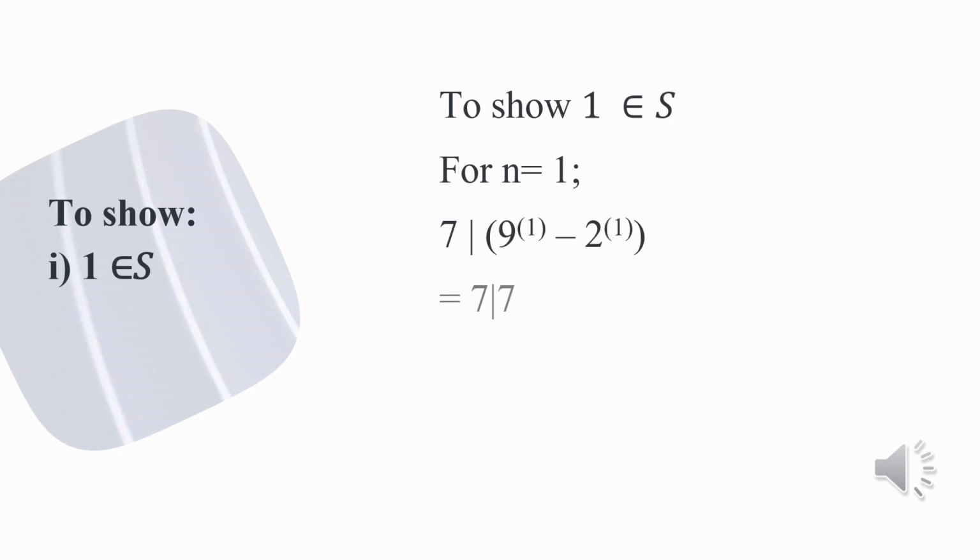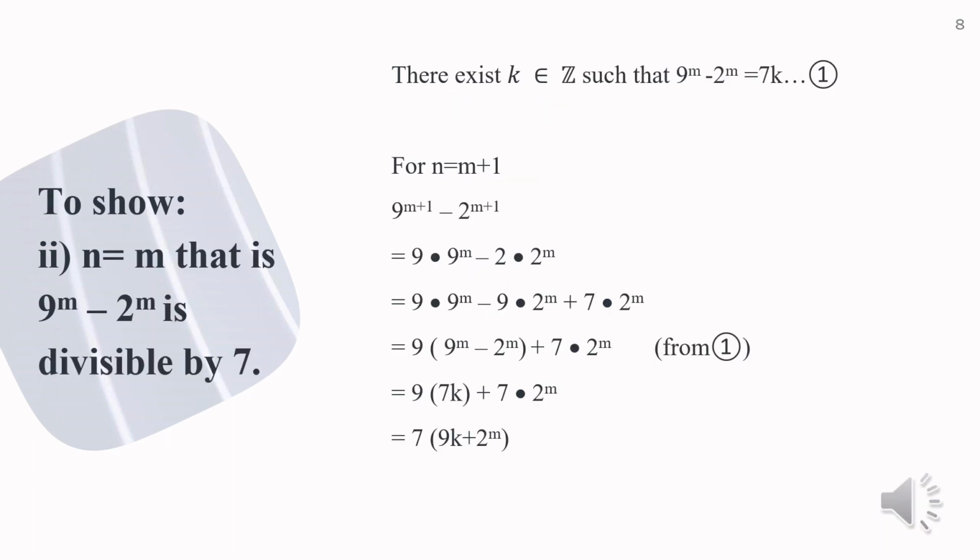For n equals 1, 7 divides 9^1 minus 2^1 equals 7. So, 7 divides 7 is true. Then, 1 is an element of S. Second, to show n equals m, that is, 9^m minus 2^m is divisible by 7.